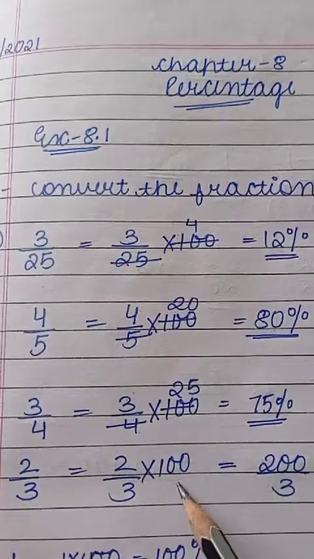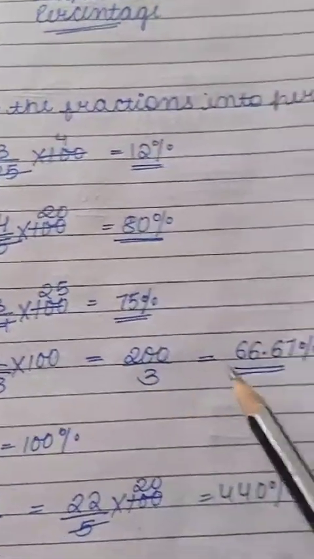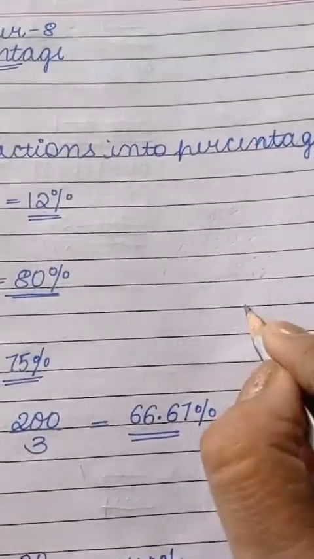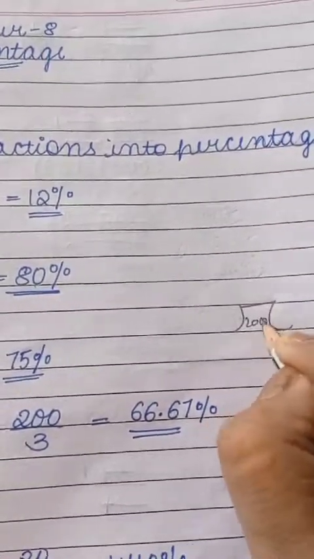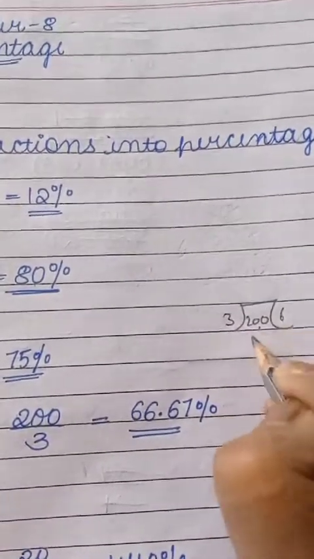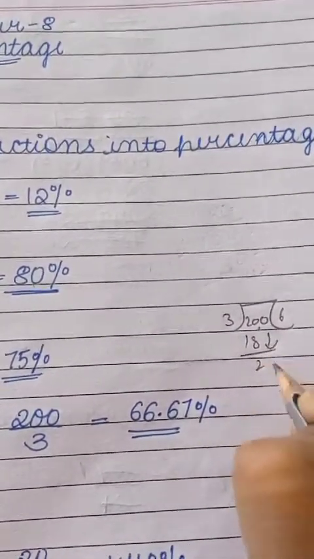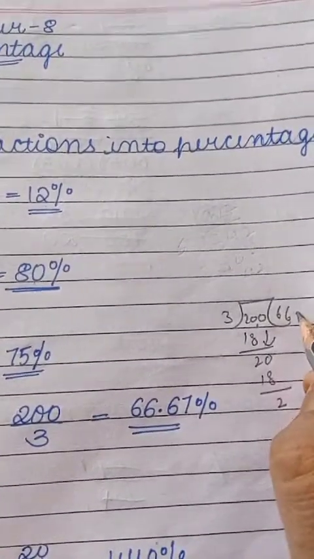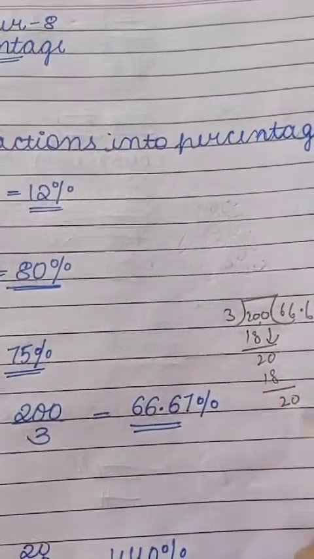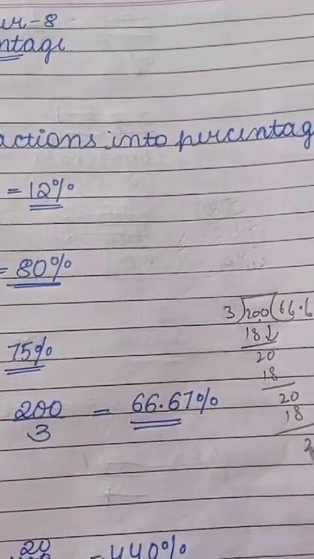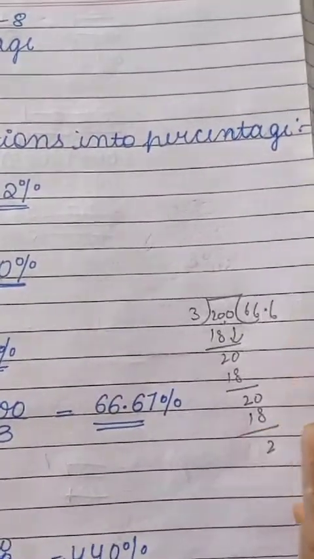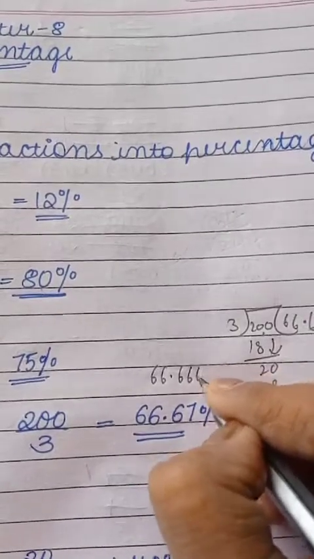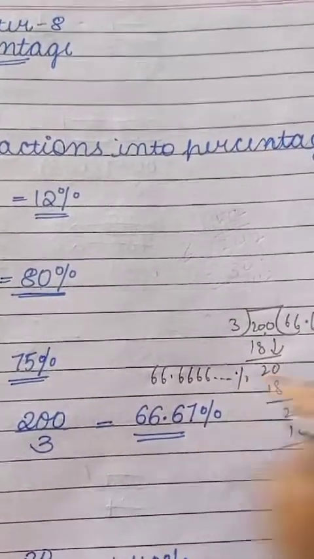2 by 3 into 100. You know that 100 and 3 cannot be cancelled. So you have to divide 200 with 3. How? Look here. 200 divided with 3. 3 6s are 18. Clear? Again 3 6s are 18. 2 left. For this you will put a decimal here. Write 0. 2 6s are 18. Again. So you can see that 666 will repeat again and again. So you will obtain the answer 66.666 and so on percentage.